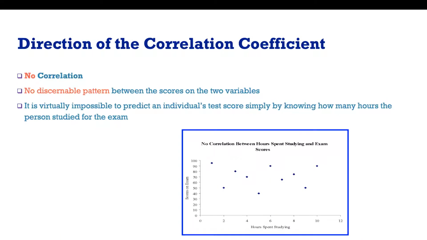The direction of the correlation also could be no correlation if there's no discernible pattern between 2 variables. It's virtually impossible to predict an individual's test score simply by knowing how many hours the person studied for an exam, right? Okay, so here we can look at our scatter plot and we can see that we have one student who studied for 2 hours, yet they made a 50. We have another student who studied for 1 hour and made a 95. We have a student who studied for 9 hours and made a 55. So there's no correlation between hours spent studying and scores on the exam.